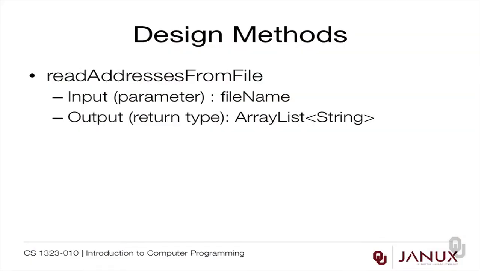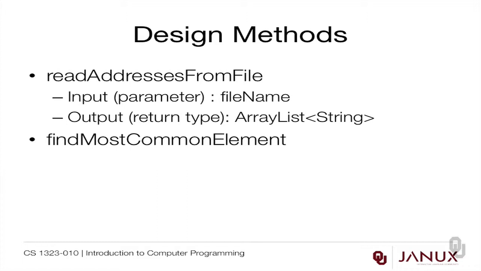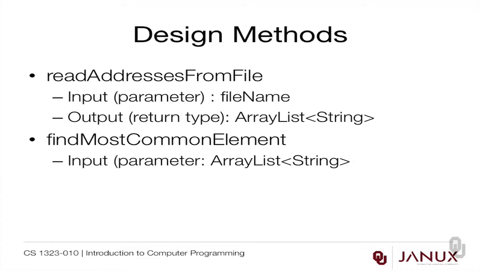It's easy to find things in the main program, particularly if you keep your main programs short, as we usually do. The output is going to be an array list of strings, because that's the only structure we have for storing a group of strings at this point. The next method would be find most common element. So there we're going to step through our array list of strings, which means we're going to need that as an input parameter, and we'll return a string. That will be the name of the person who sent you the most text messages.